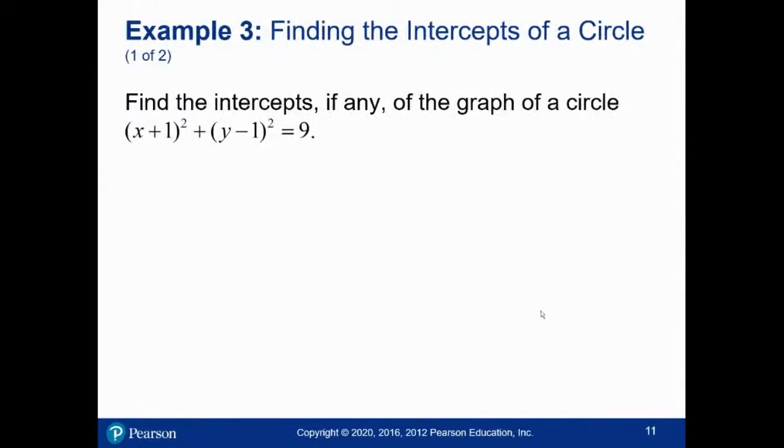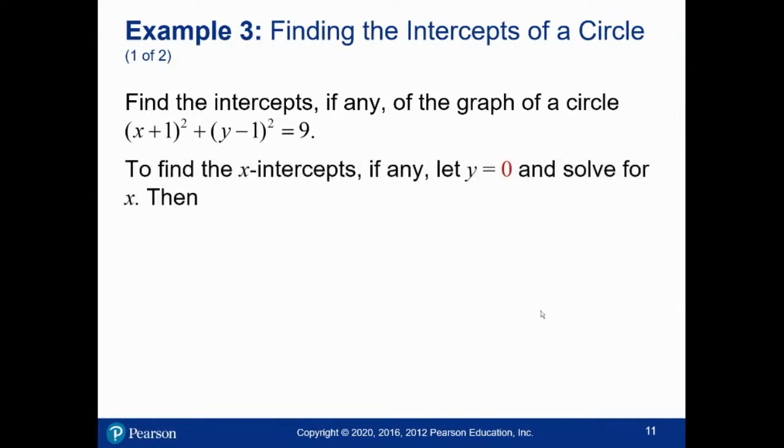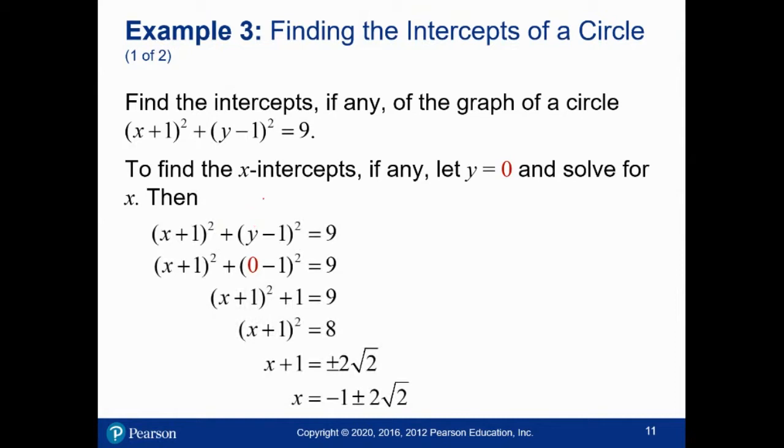Can we find the intercepts of a circle? Sure, it's the same as it's been. To find the x-intercepts, let y equal 0 and see what happens. In this particular example, if I let y be 0, this term doesn't go away, but it does get a little easier. What's 0 minus 1? -1. -1 squared is +1. Subtract that over to get 8.